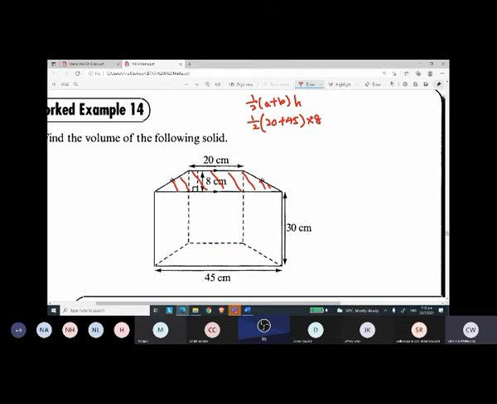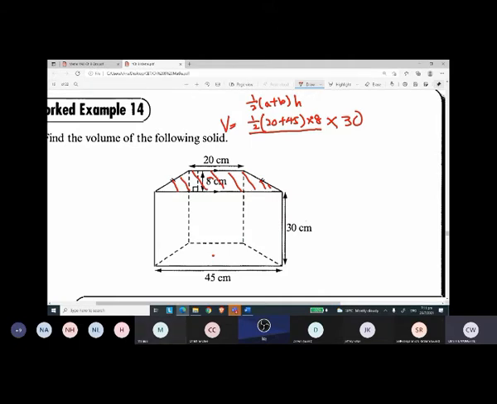To find the volume, all you need to do is to times the cross-sectional area by the length that is joining the two sides together. So, can you tell me what is the length that is joining the top and the bottom together? 30. So this is your volume. Can you see that?